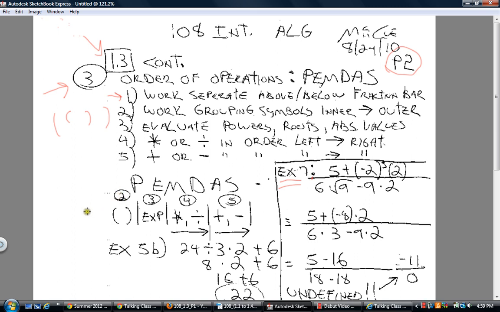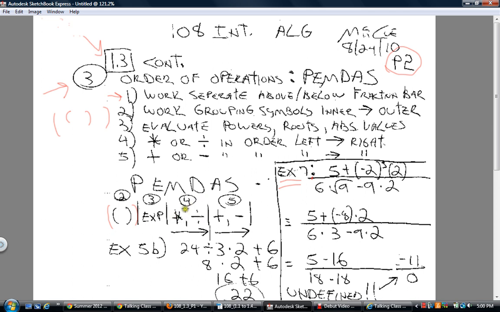Number 1, keep in mind you've got to work above the fraction bar and below the fraction bar. Step number 2, do your parentheses, do your inner ones first, evaluate them, and then do your outer ones if you have any. Next, look for exponents and evaluate them. After that, look at absolute values if you have any in there also. And then finally, step number 4, multiplication and division.